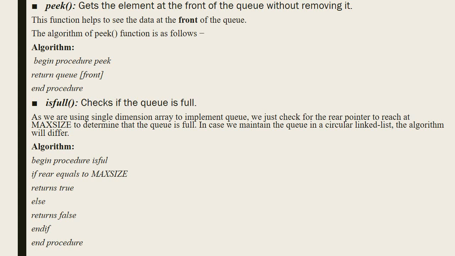Is full checks if the queue is full. As we use a single dimensional array to implement the queue, we just check for the rear pointer to reach the max size to determine if the queue is full or not. In case we maintain the queue in a circular linked list, the algorithm will differ. So the algorithm for is full is: begin procedure is full. If rear equals max size, it returns true. Else, returns false. End procedure.